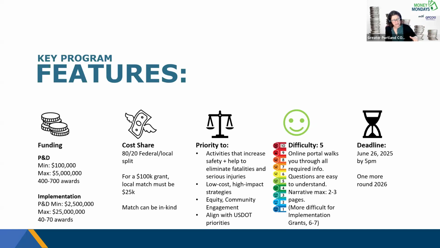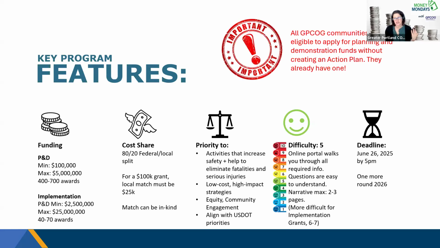I have the priorities. The difficulty, this one, it's a pretty easy grant. If you haven't done one of these before, then I'd put it at 5. If you've done them before, I'd put it lower. If you're going for implementation, I'd put a little higher. So the deadline, as I said, is June 26th by 5 p.m. There will be one more round of these in 2026. So if you get ready this round and you don't submit, that's okay. You'll be ready for next year.